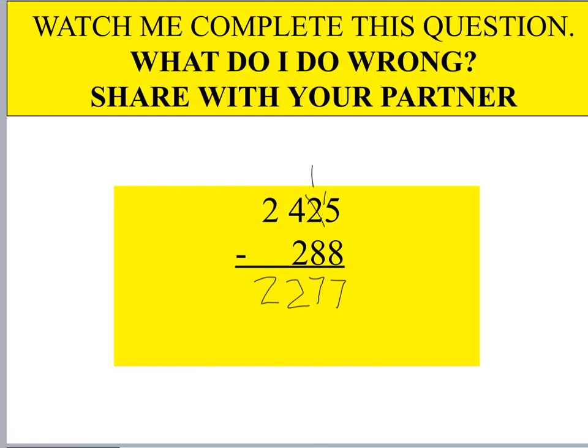So what I should have done is gone next door, borrowed 1, turned it into a 3, put the one I took there, make it 11 take away 8, which is 3. Then I have 3 take away 2, which is 1, making my answer 2,127.